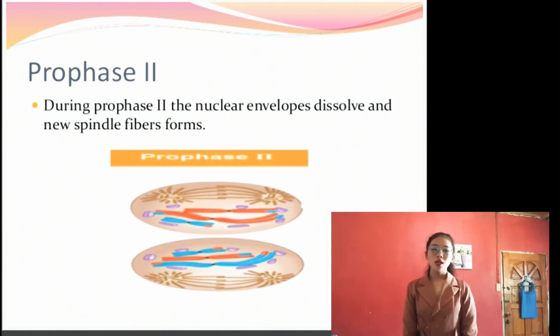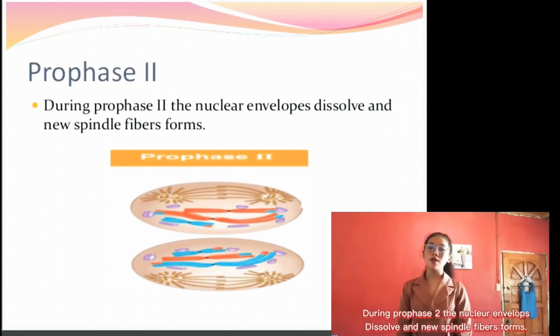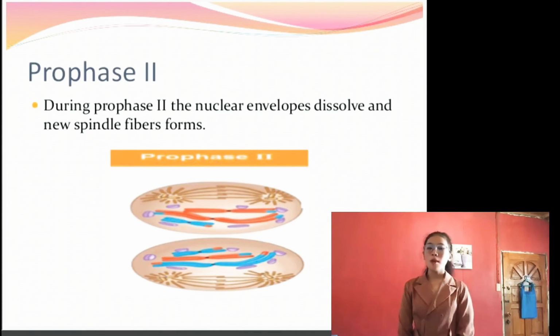Prophase 2. During prophase 2, the nuclear envelopes dissolve and new spindle fibers form. Prophase is the first phase of mitosis and also the longest. In this phase, the cell's chromosomes begin to condense into tightly coiled, compact structures. This enables the chromosomes to move easily through the cell without getting tangled.